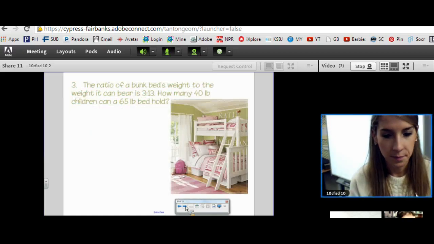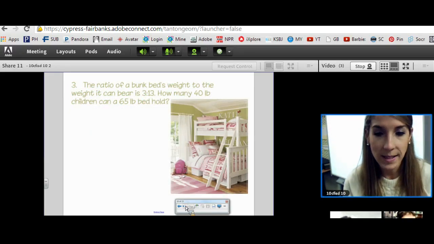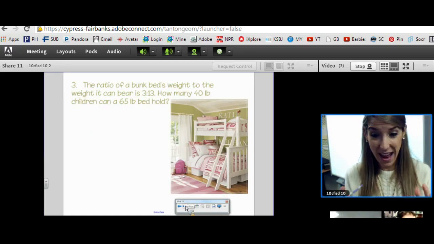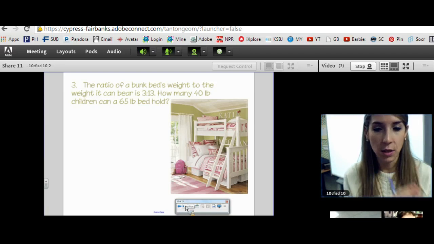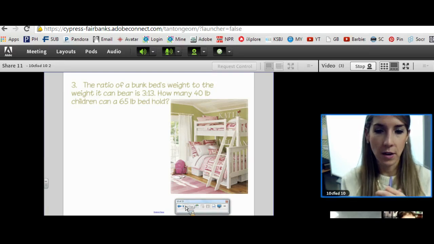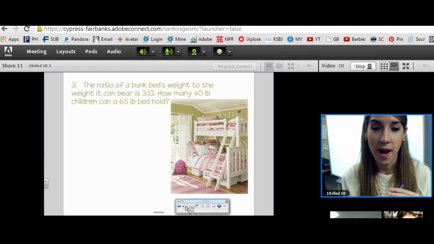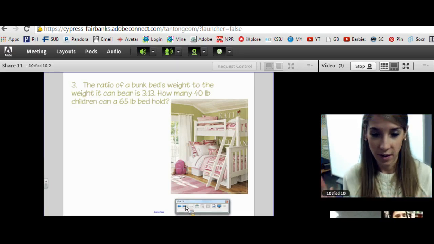Ooh, this one's fun. The ratio of a bunk bed's weight to the weight it can bear, like the weight it can hold, is 3 to 13. Its weight to the weight it can hold. How many 40-pound children can a 65-pound bed hold? So someone's having a sleepover, and they're inviting all their friends. We're talking little kids here. And we want to know how many friends are allowed to get up on that bunk bed while they're having a pillow fight or something. I don't know. So go ahead and see if you can get this one.